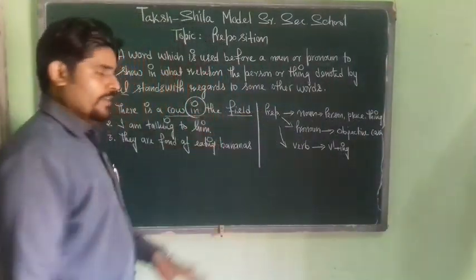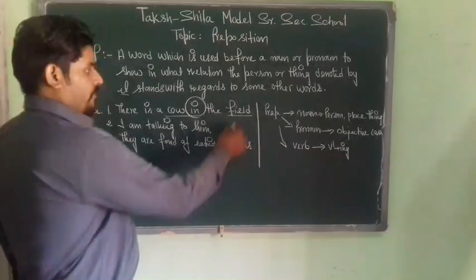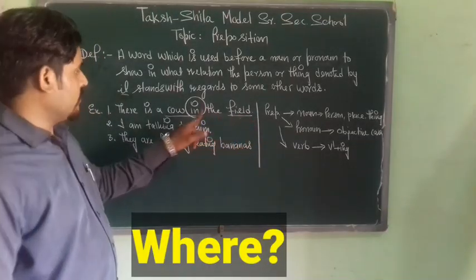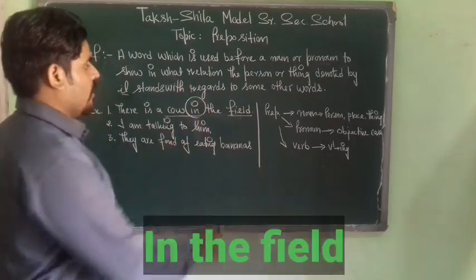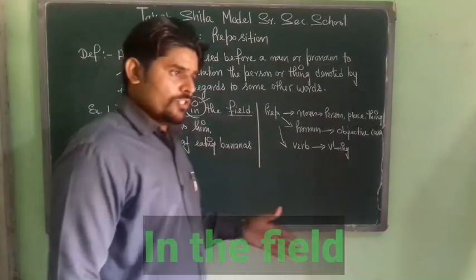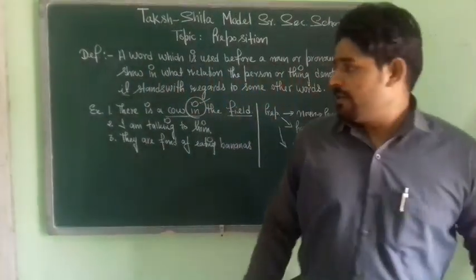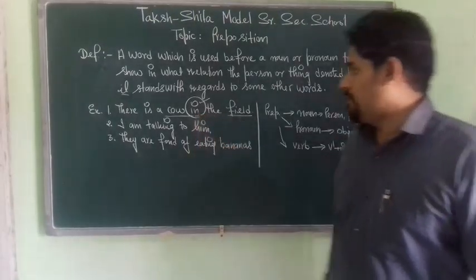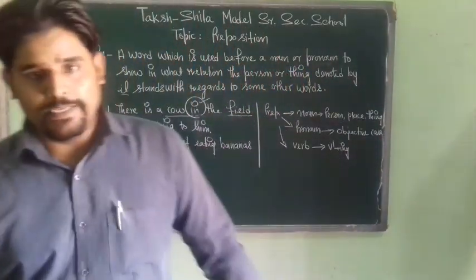And this shows what? There is a cow in the field. Where is the cow? The cow is in the field. So this preposition tells the place where the cow is. Hence we can say this preposition in is a preposition which shows place, right? It can be included in the category of preposition of place, right?